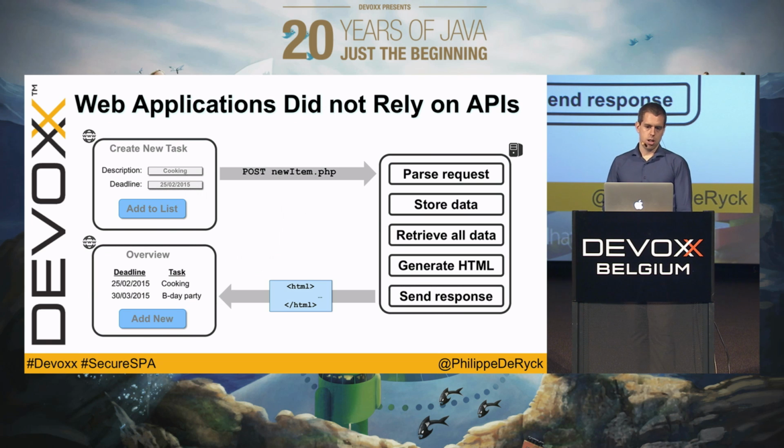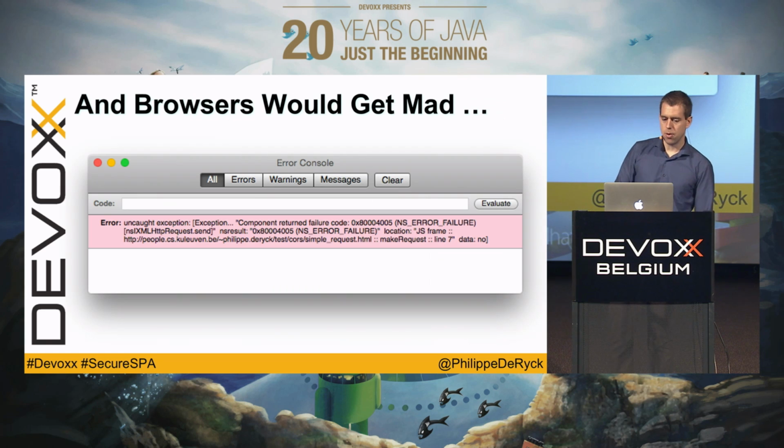So let's go back to the old days. Web applications did not rely on APIs. So you used to load HTML data and you get something in return. But of course, the web evolved and people really wanted to use at least some part of an API, but the browser really would get mad if you tried to do so.